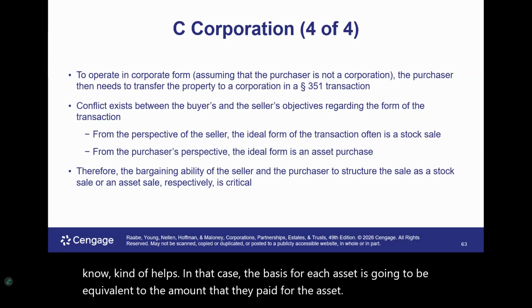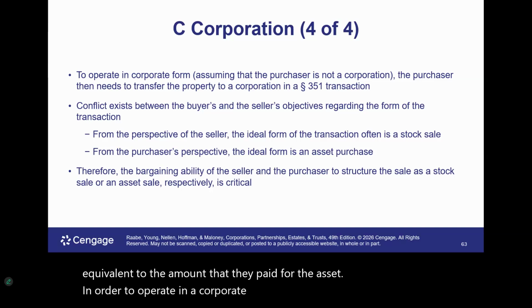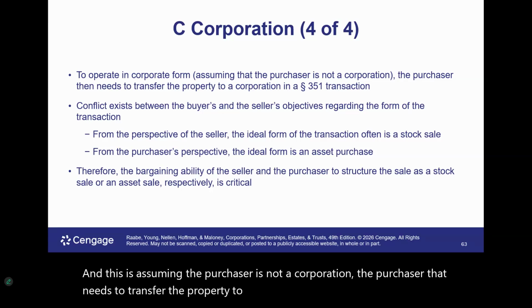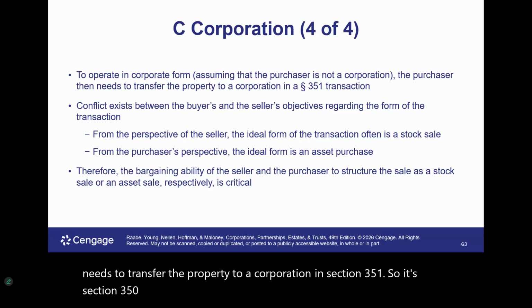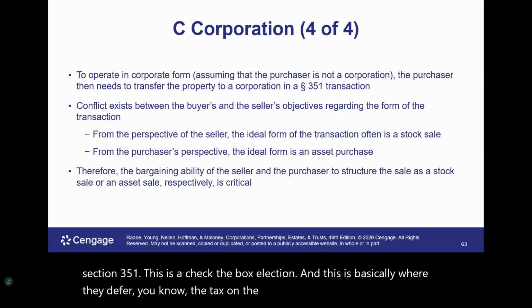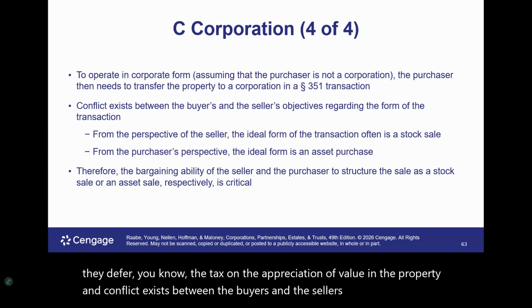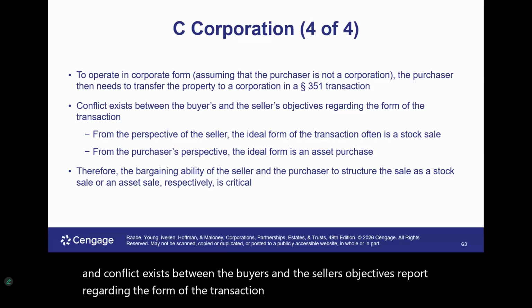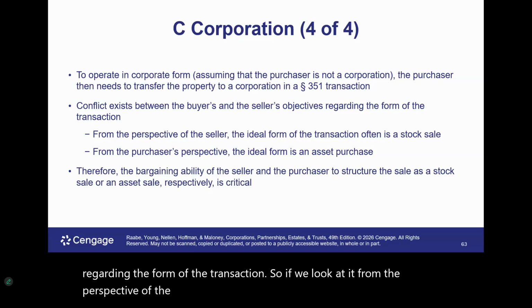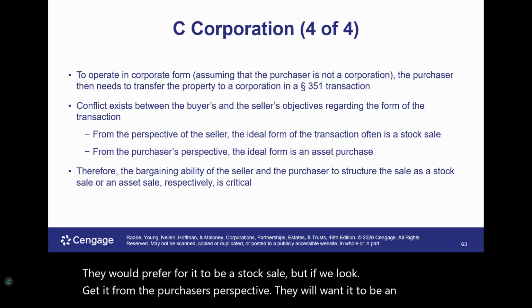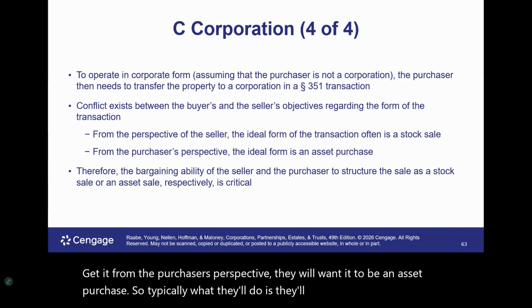In order to operate in a corporate form, and this is assuming the purchaser is not a corporation, the purchaser needs to transfer the property to a corporation under Section 351. So it's Section 351. This is a check the box election. And this is basically where they defer the tax on the appreciation of value in the property. And conflict exists between the buyers' and the sellers' objectives regarding the form of the transaction. If we look at it from the perspective of the seller, they would prefer for it to be a stock sale. But from the purchaser's perspective, they will want it to be an asset purchase. So typically they'll bargain to figure out what works better.